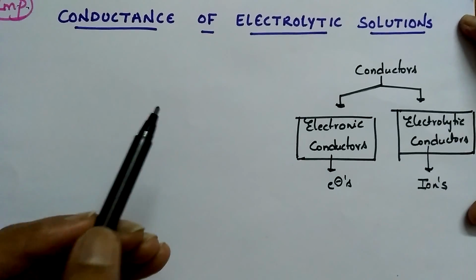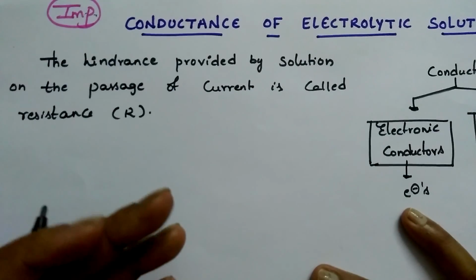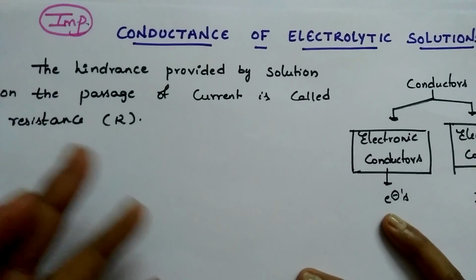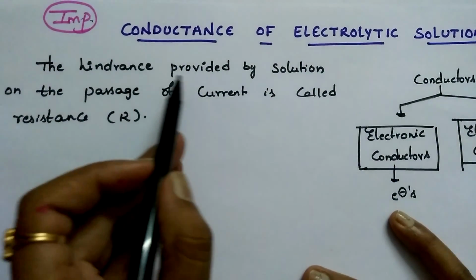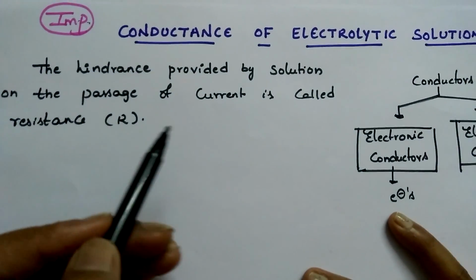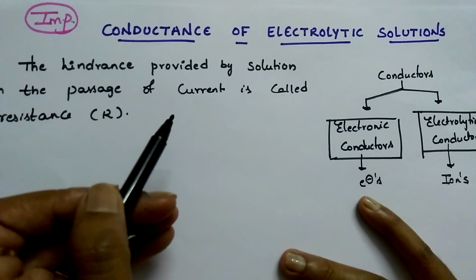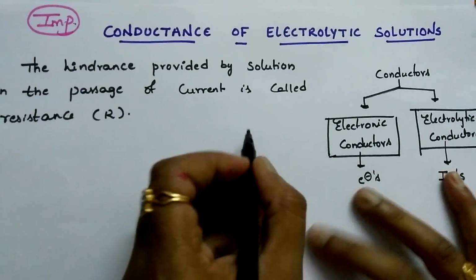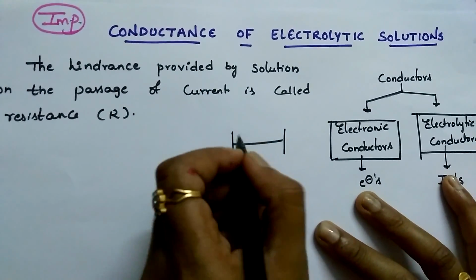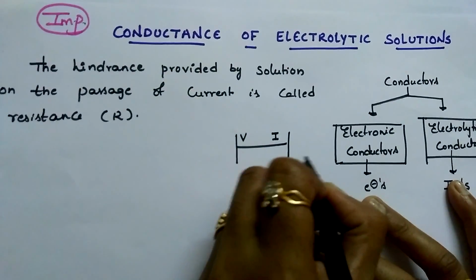Let us see the conductance of electrolytic solutions. Every substance offers resistance to the flow of electricity through it, to a large or small extent. Resistance is the hindrance provided by a solution to the passage of current. A few substances show resistance to a small extent and a few to a larger extent. Suppose this is a wire. If you apply a voltage V at the ends of this wire, then I is the amount of current passed through it.